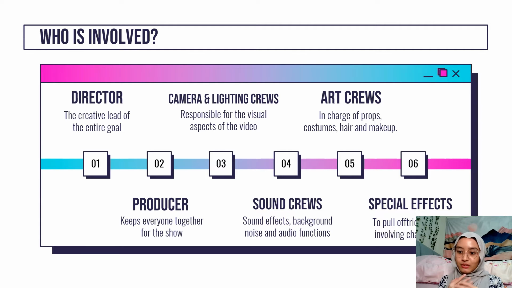Next, camera and lighting crews are responsible for the visual aspects of the video, which of course involves the camera, lighting, and other electrical support. Next, sound crews control everything that we hear in a video, like the sound effects, background noise, music, and audio functions. And then we have art crews who are in charge of the aesthetics of the video, such as props, costumes, hair, and makeup. Finally, we have the special effects masters to pull off tricky shots involving characters or background settings.